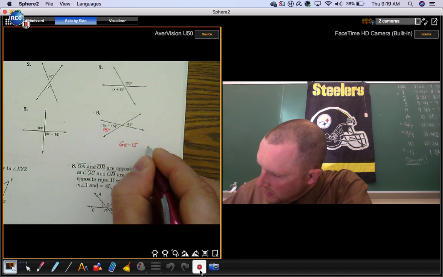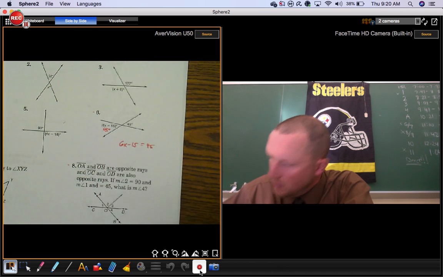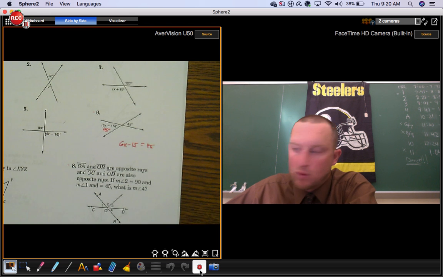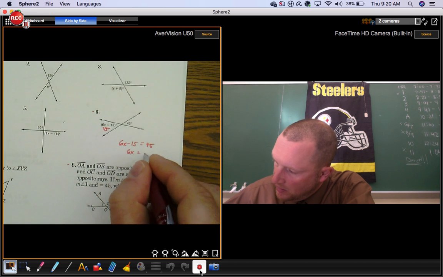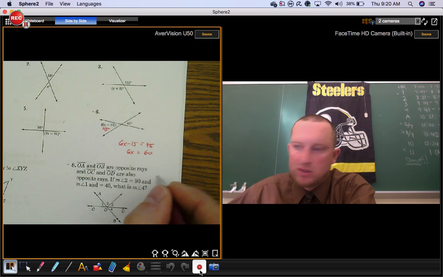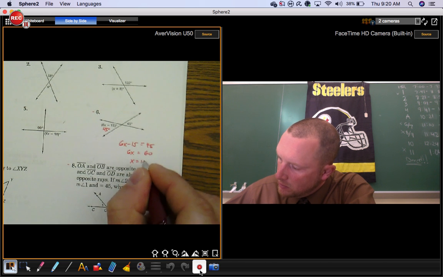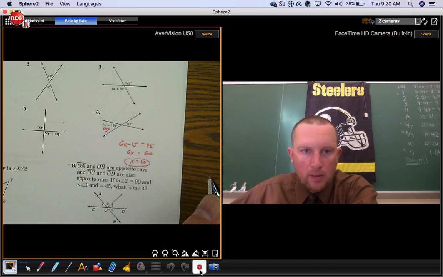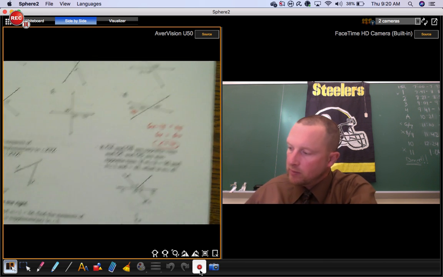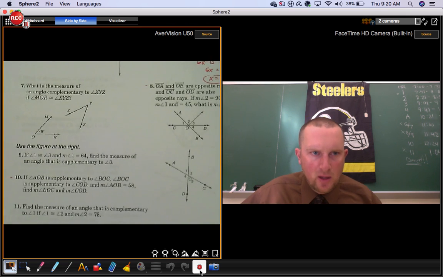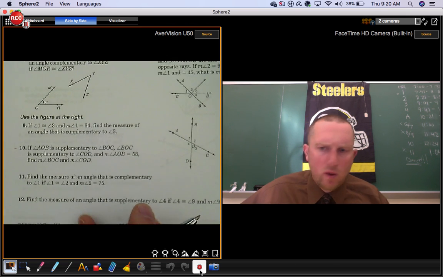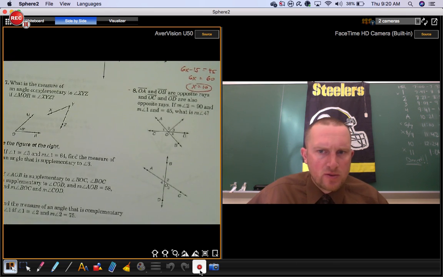6 times something minus 15 must be the same thing as 45. So just solve that equation. We'll add 15 to both sides, and then we'll divide by 6. The rest of the page, 7 through 12, they're word problems. Take your time, look for the key terms.